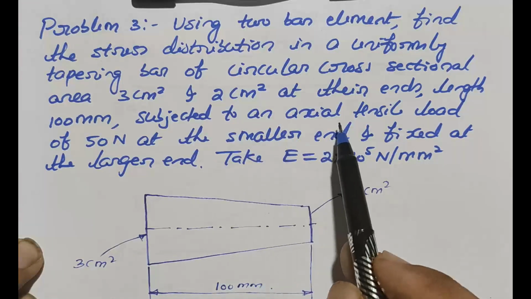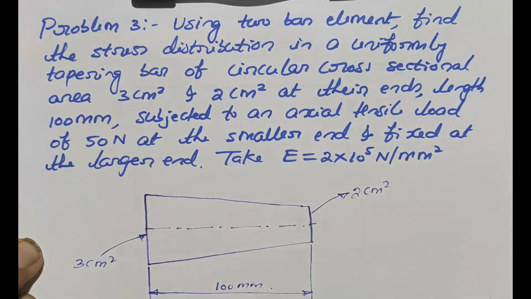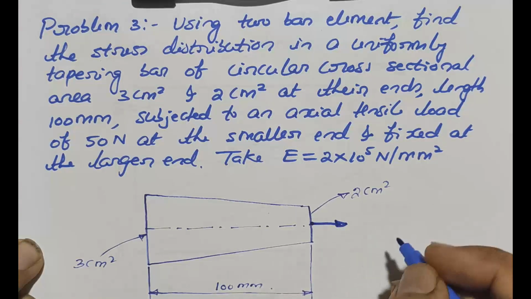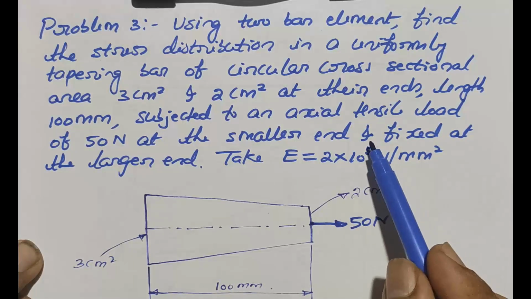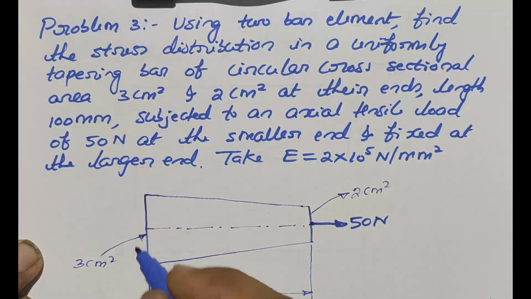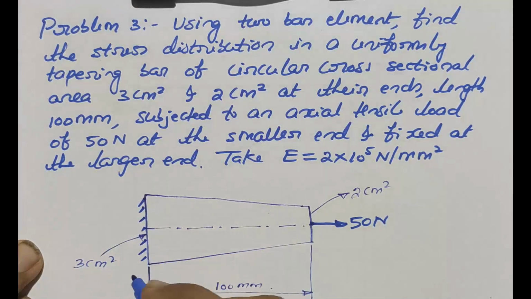Subjected to an axial tensile load of 50 Newton at the smaller end. See, at the smaller end means at this end it is subjected to a tensile load of 50 Newton and fixed at the larger end, means this larger end is fixed. This is the fixed end of the bar.